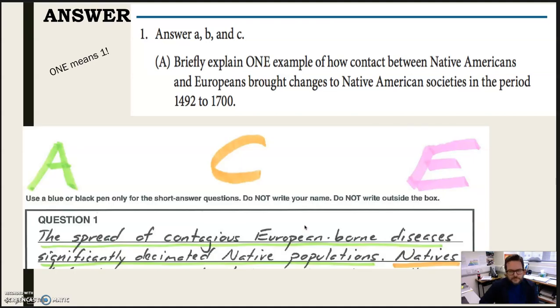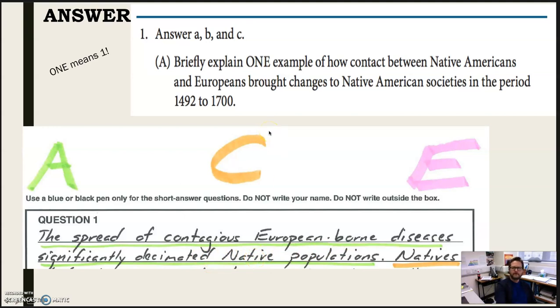All right, now let's look at an example of an answer. The spread of contagious European-born diseases significantly decimated native populations. Right there, briefly explain one example of how contact between Native Americans and Europeans brought changes. Well, the spread of contagious European-born diseases significantly decimated the native populations. So it's specific, right? It doesn't just say diseases came. It told what diseases actually did, right? So it's a very specific and clear answer.